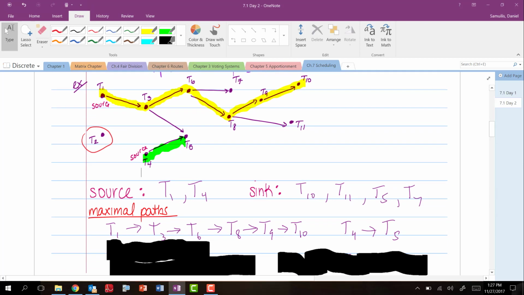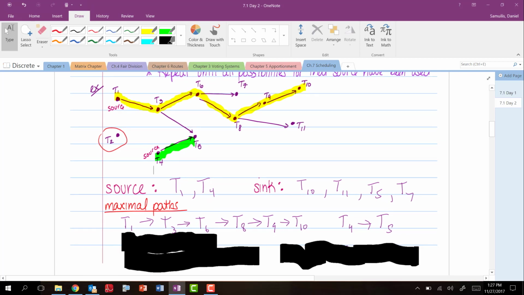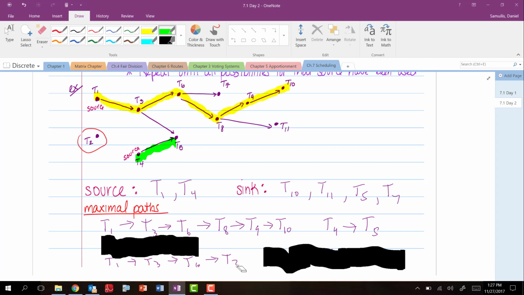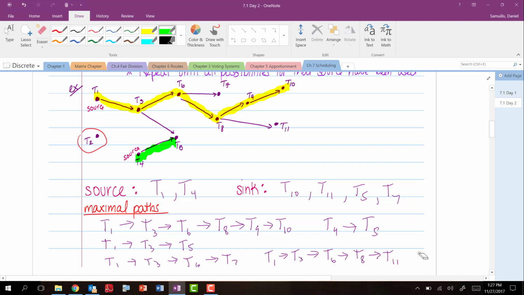Of course I could start at T1 to 3 to 6. Anyone listening? T1 to 3 to 6 to who? 7? I think that's my one down here. Or I could do T1 to T3 to anyone? T5? And then the only one that's not played is T11. It can't really start at T4. It can only start at T1. T1 to 3 to 6 to 8 to 11. So these are all the maximal paths.